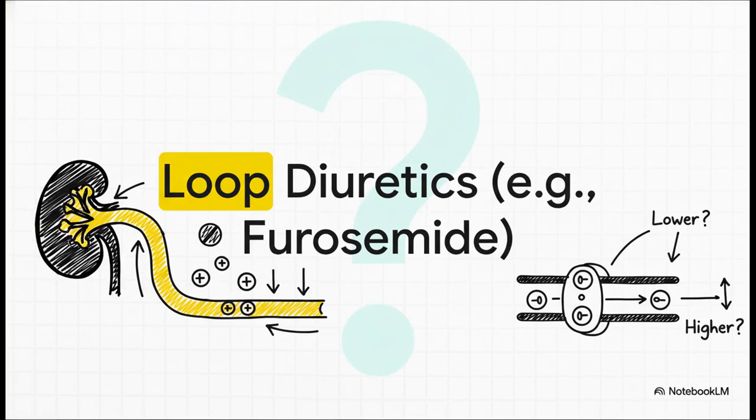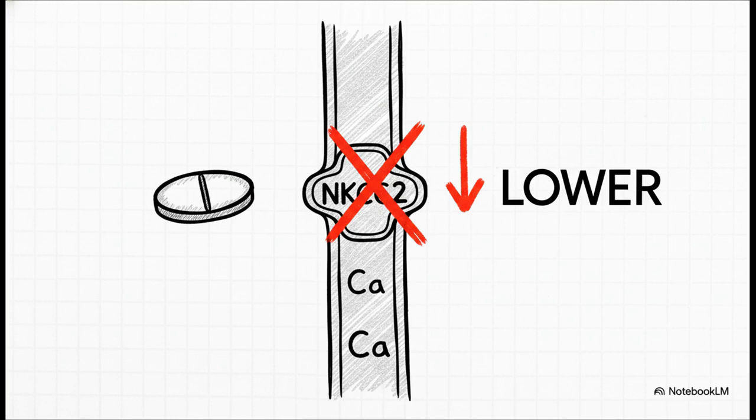All right, let's switch gears from hormones to pharmacology. Imagine you've just given your patient a loop diuretic, something like furosemide. What's the immediate effect on calcium reabsorption? Is it going higher or lower? And where's the action happening? The correct answer is lower, and it's all going down in the thick ascending limb.